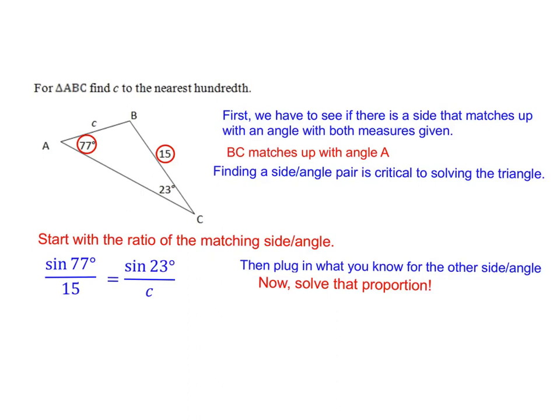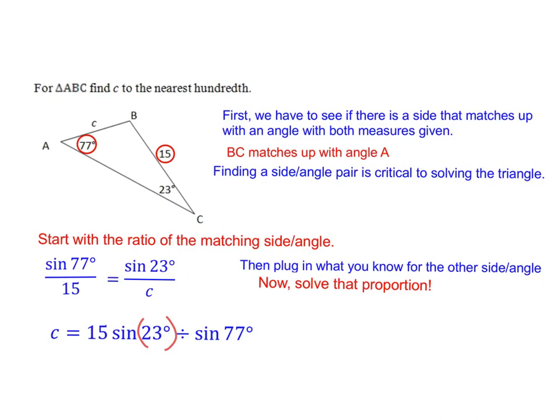15 and sine of 23 get multiplied together, because those are the two that I know. And then what I end up doing is dividing by the other value that's opposite, kitty corner from the value I'm looking for. So my equation to solve for C is going to be 15 sine of 23 divided by sine of 77.